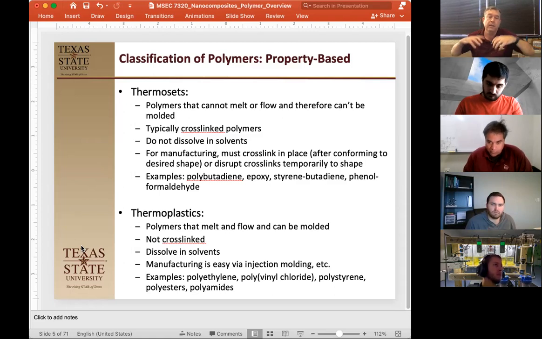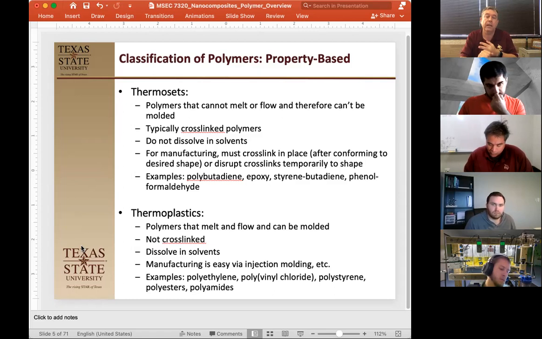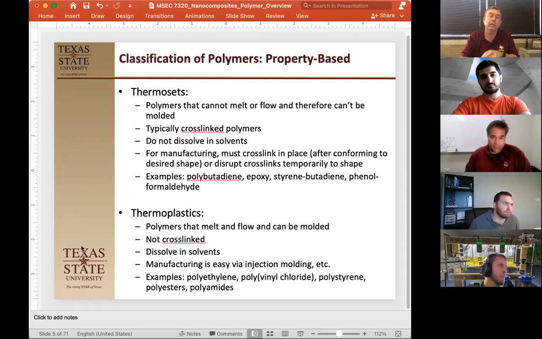And then a couple different examples, one is polybutadiene. If you have cross-linking systems, polybutadiene itself can be soluble, but if you cross-link it with something like sulfur, it becomes rubber. Epoxies and styrene butadiene can also be cross-linked. And then phenol formaldehyde. Phenol formaldehyde tends to form 2 to 3 different functional processes, and therefore it becomes that cross-linked thermoset.